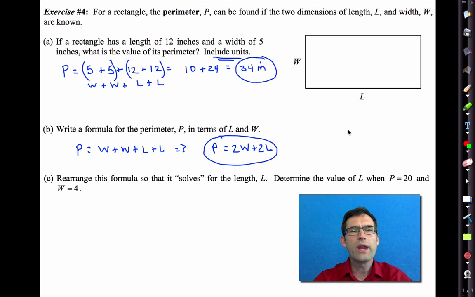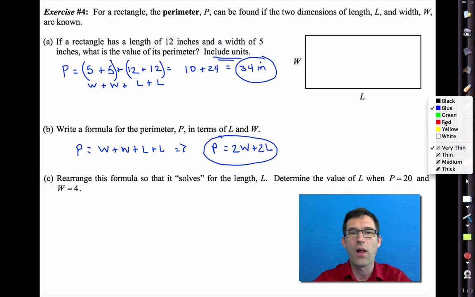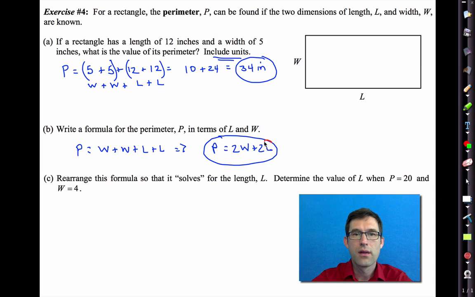Now, letter C says rearrange this formula so that it solves for the length L. And then we need to determine the value of L when the perimeter is 20 and the width is 4. So I want to solve for L. All right, so let's write down this equation and think about what we have to do to solve for L.